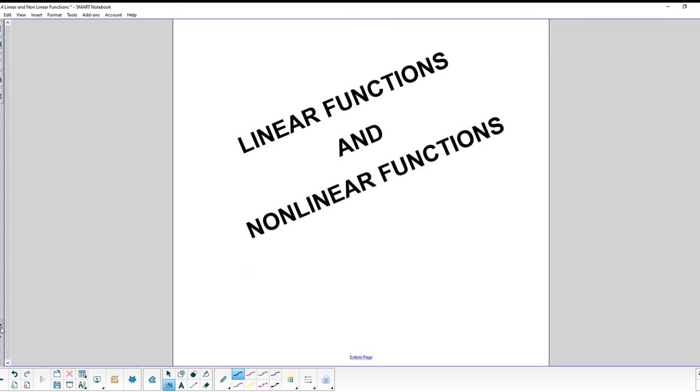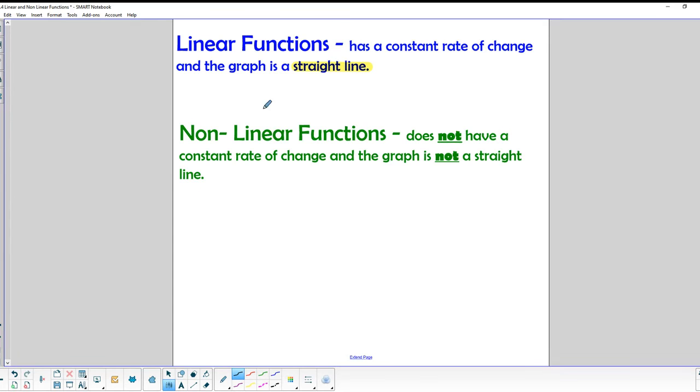So today we're going to talk about linear functions and nonlinear functions. And so far we've had graphs, we've had tables of values, and equations. So how can we tell, looking at any one of those mediums? Well, a linear equation is an equation that has a constant rate of change, and the graph is a straight line. So if a function has a straight line as its graph, it's considered a linear function.